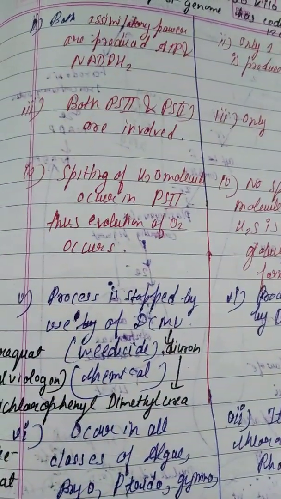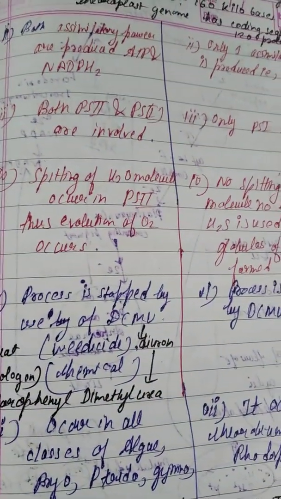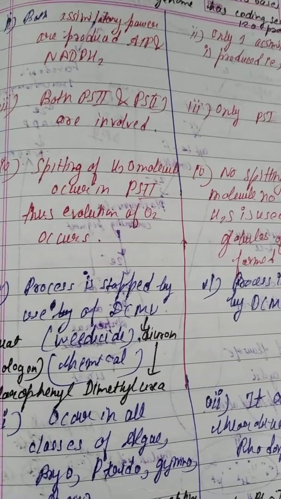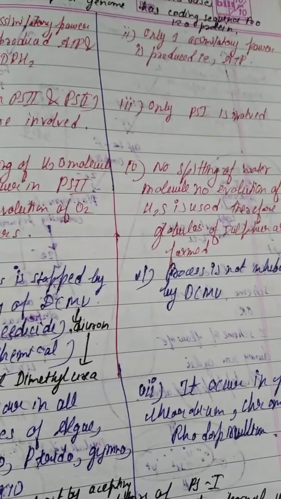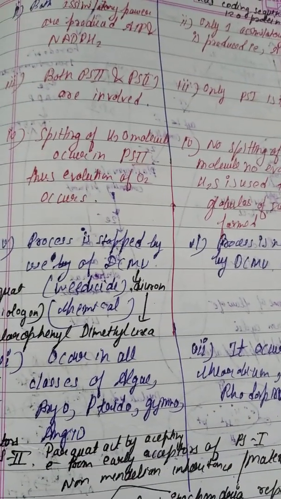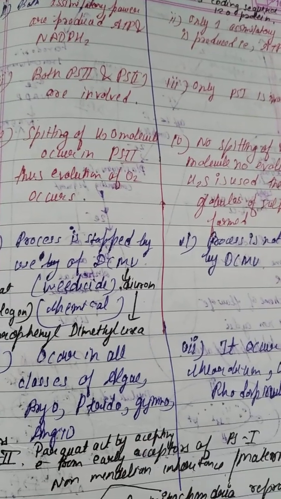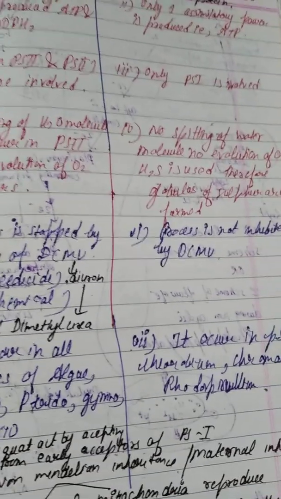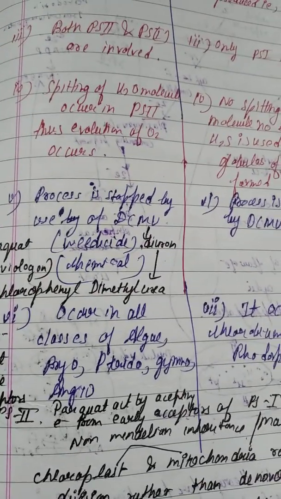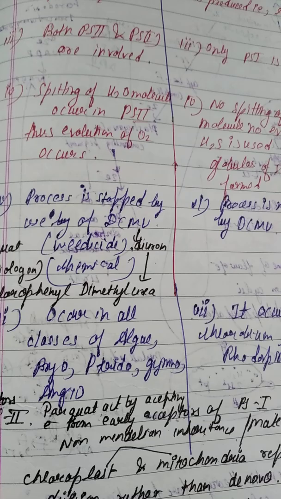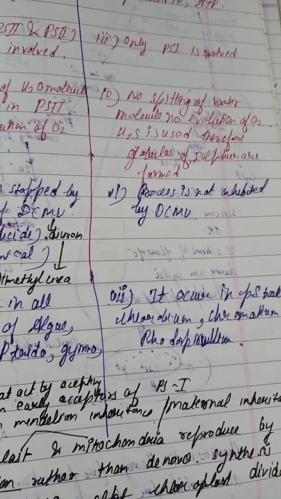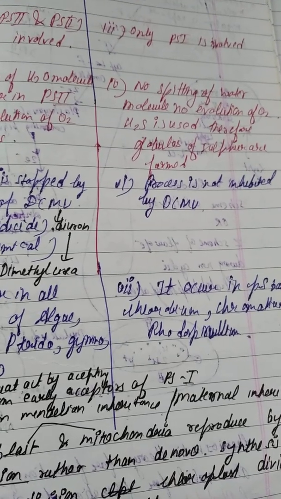Some more points, students, you remember about non-cyclic and cyclic. In non-cyclic photophosphorylation, both the assimilatory powers are formed, ATP and NADPH2. But in cyclic photophosphorylation only one assimilatory power is formed, that is ATP. In non-cyclic photophosphorylation, both photosystem 2 and photosystem 1 are involved, but in cyclic photophosphorylation only photosystem 1 is involved. And the splitting of the water molecule occurs in PS2. Therefore, evolution of oxygen takes place in non-cyclic photophosphorylation. No splitting of water molecule, no oxygen evolution.